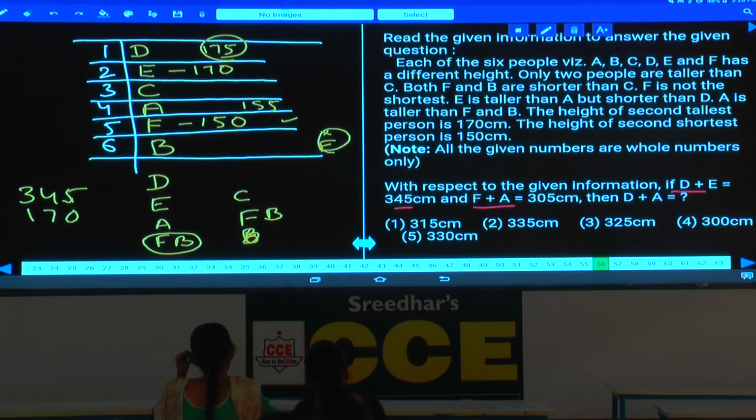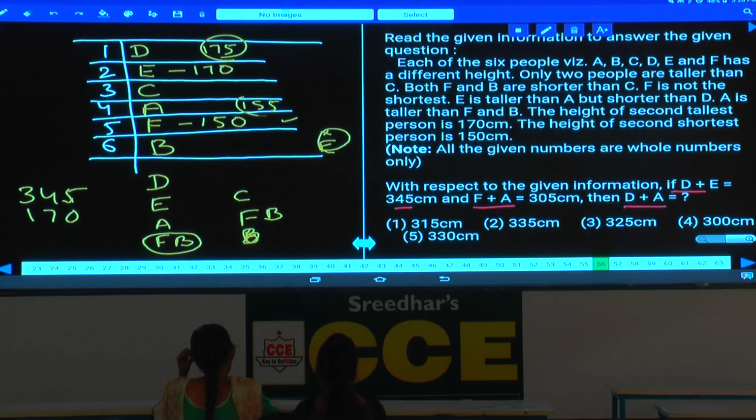Now what is the question here? What is D plus A? What is the sum of these two? 175 plus 155. 17 plus 15, 32 plus 1, 33. So what is the answer here? 330, that is choice 5. Clear now? 330, choice 5, question 56.